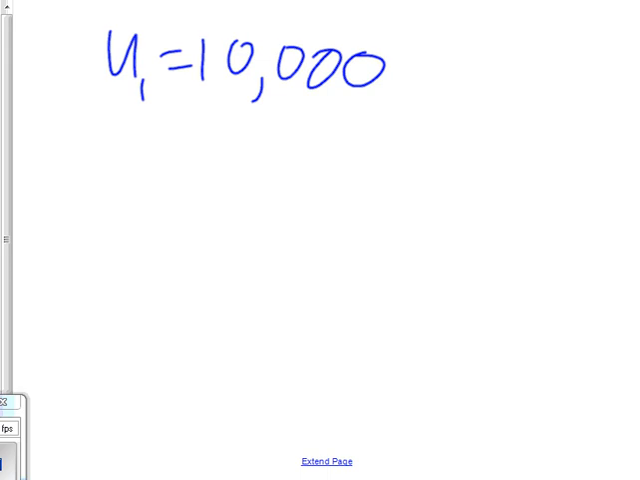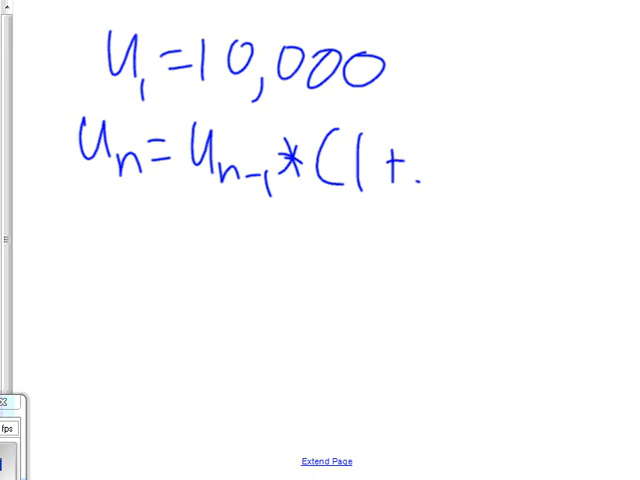So, with that being said, I'm actually going to show you one here to show you where we're going to go to. So, u sub 1 is equal to 10,000. These are the type of numbers that you'll see because they're generally talking about like a population or something like that. Then u sub n is equal to u sub n minus 1, multiplied by 1 plus 0.25. So this is where we're going to be going.